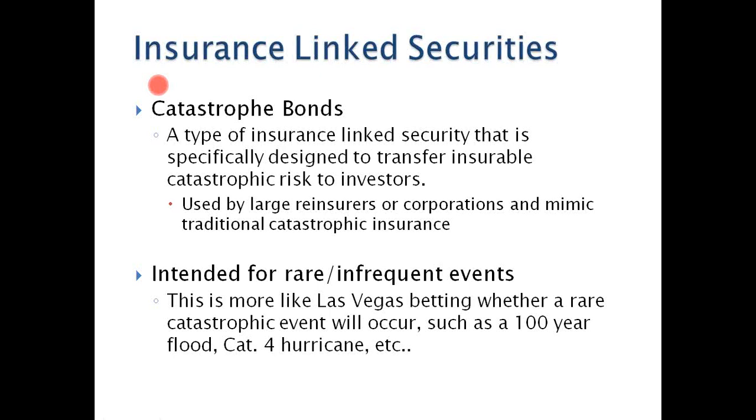And it's going to basically mimic traditional catastrophic insurance. Now, it's intended for rare and infrequent events. So I gave the example more like Las Vegas betting, where a rare catastrophic event will occur, such as a 100-year flood, Cat 4 hurricane, things like that. And essentially, that's what people are betting on.